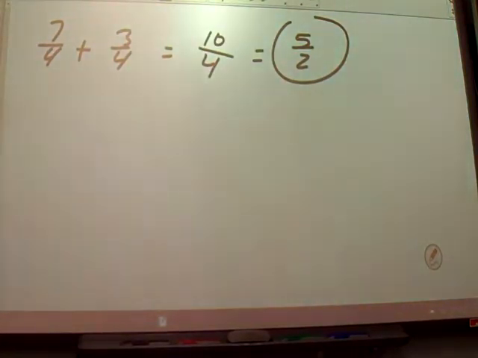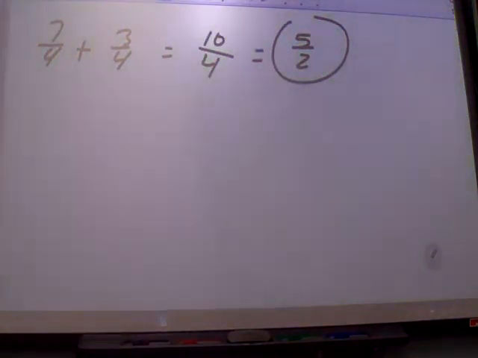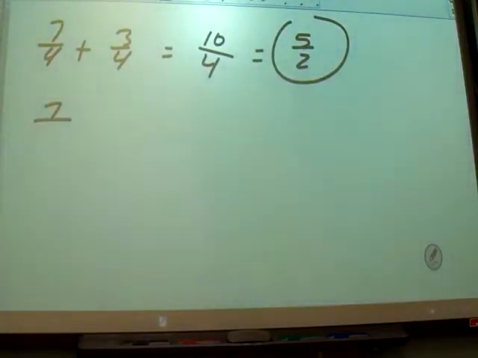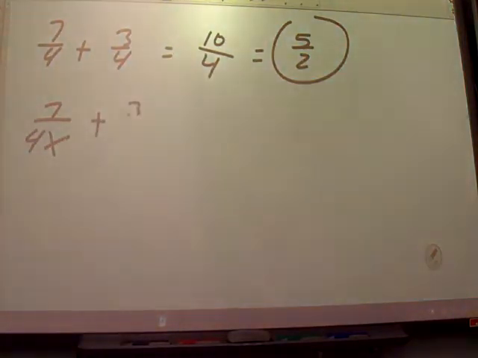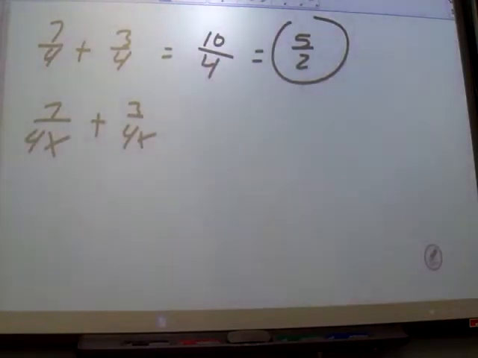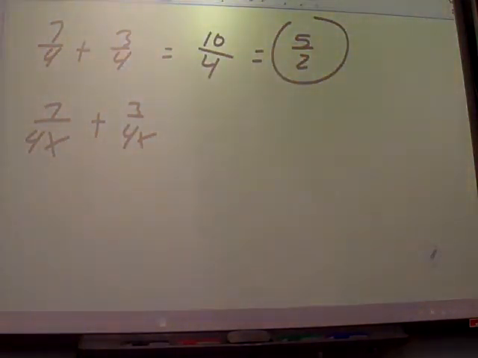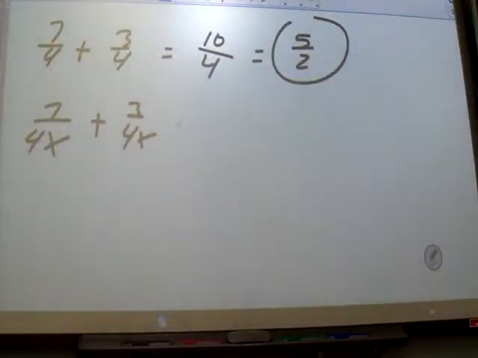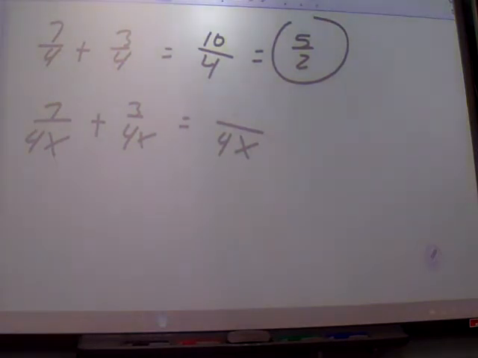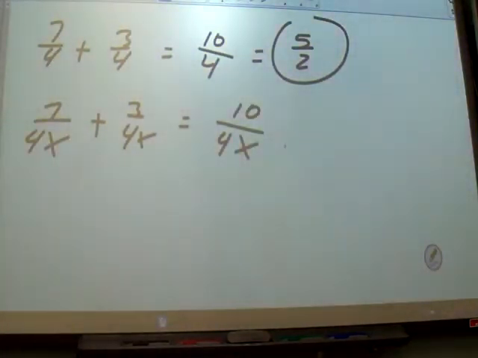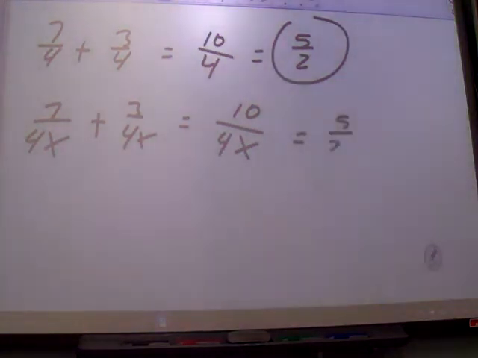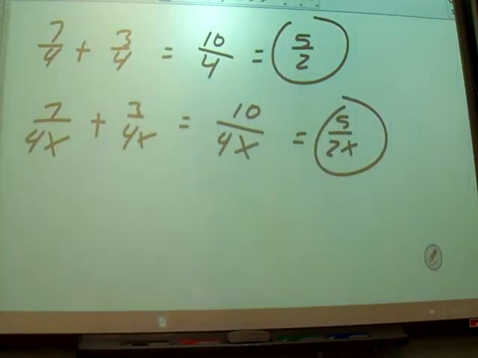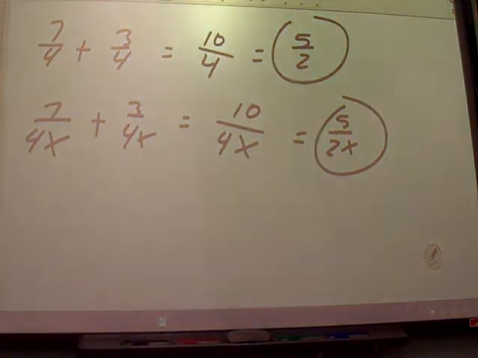Alright. Now, same problem here. What if this said 7 over 4x plus 3 over 4x? You can just add it because they're still the same. Even though we don't know what x is, like Grant said, it's still a common denominator. So 4x and 4x means my denominator will be 4x. 7 plus 3 is again 10. Now can I reduce that? Yep, same as before. It would just be 5 over 2x. Okay, everybody okay on that?